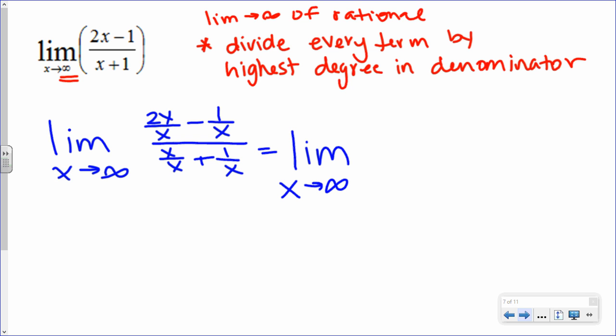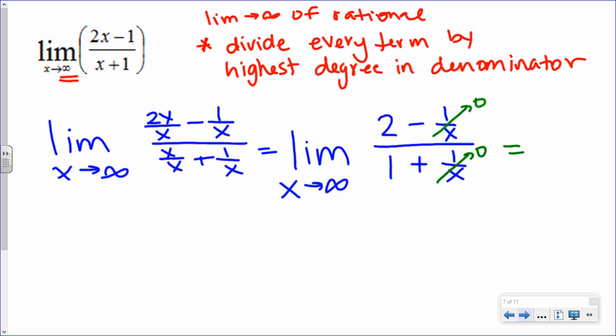Okay? 2x over x reduces down to 2. And x over x reduces down to 1. Now, if we look at these individually, what is the limit as x approaches infinity of 1 over x? Say it louder. 0. What is the limit as x approaches infinity of 1 over x? 0. So we are left with 2 over 1. Okay? Now, that took a little bit of work, right?